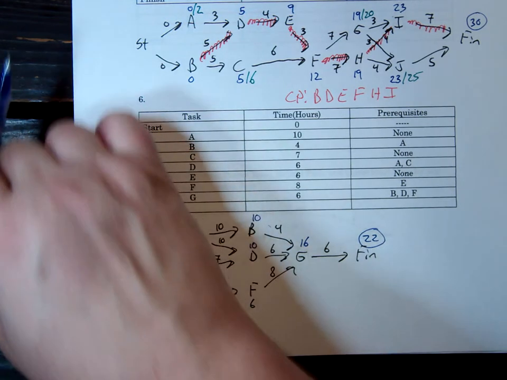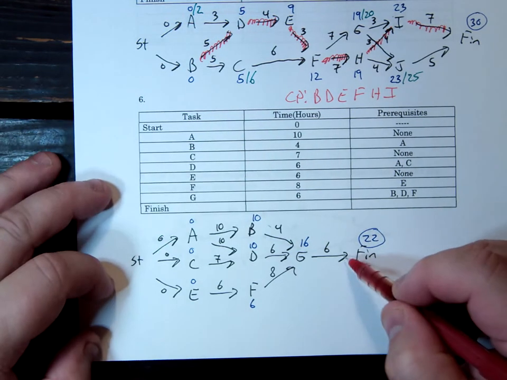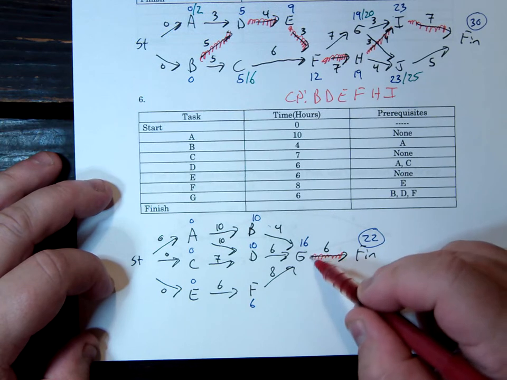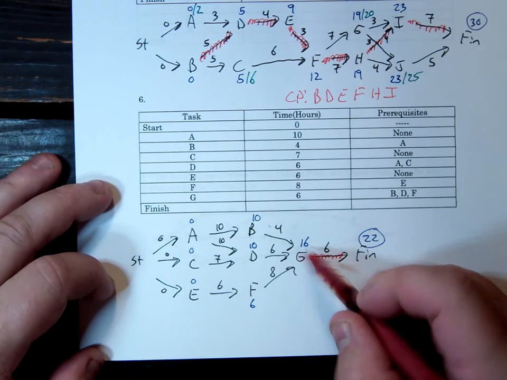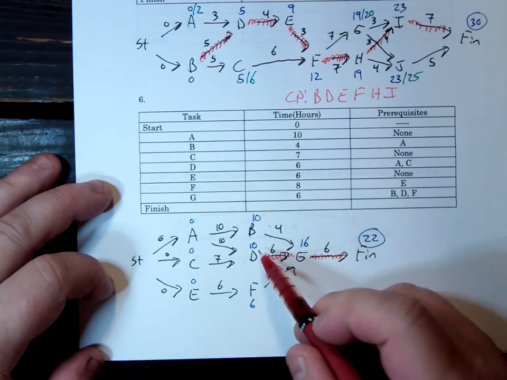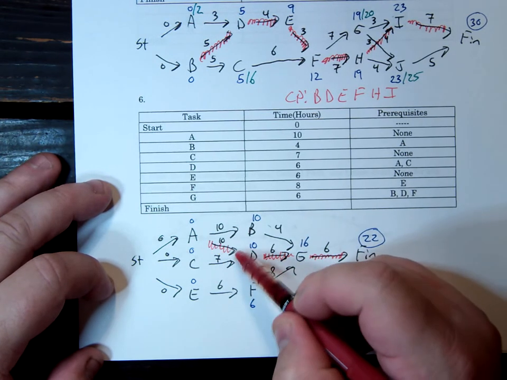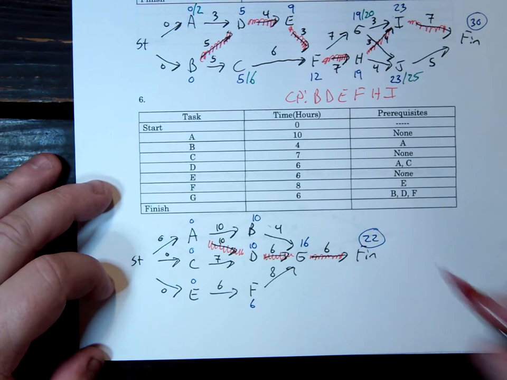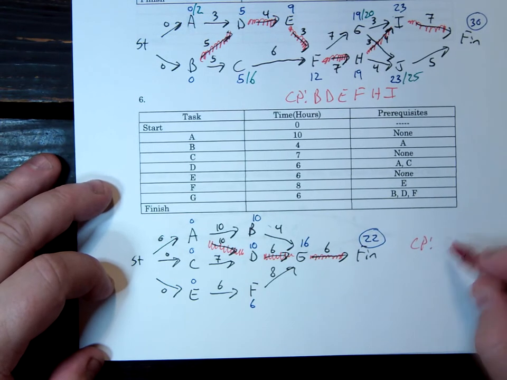The critical path, the 22 came from 16 and 6. The 16 came from 10 plus 6. The 10 came from A. So the critical path is A, D, G.